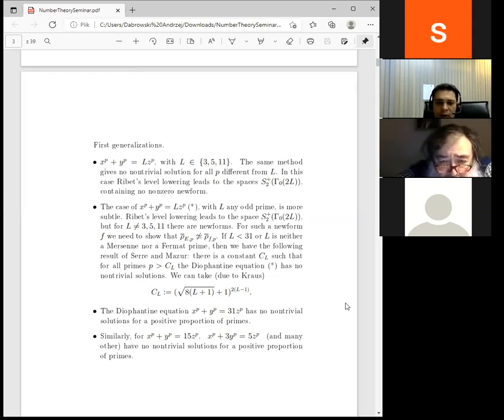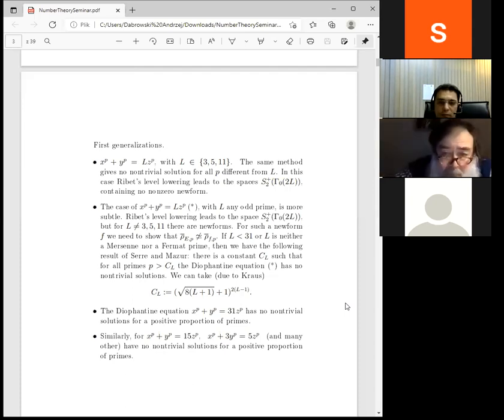And for the case where prime L is 31, we can prove that the equation has no non-trivial solutions for primes belonging to some arithmetic progression. So for a positive proportion of primes. The same holds for many other cases, still in the signature PPP, with the same powers.